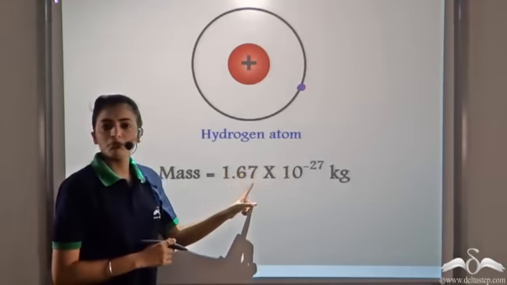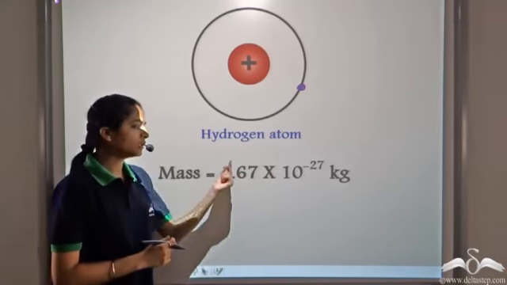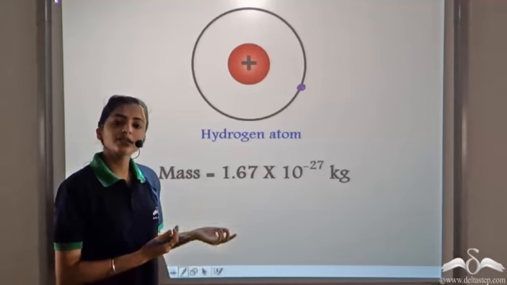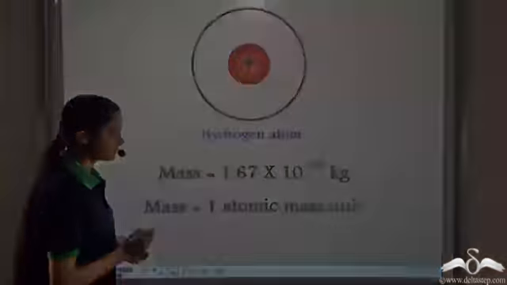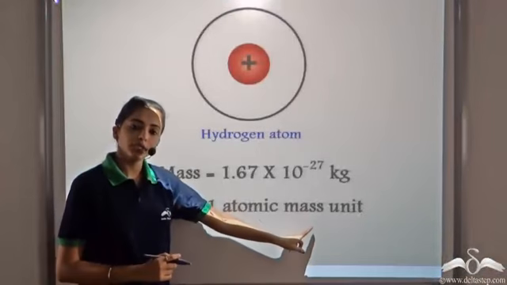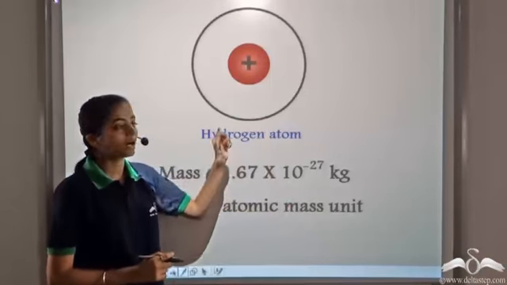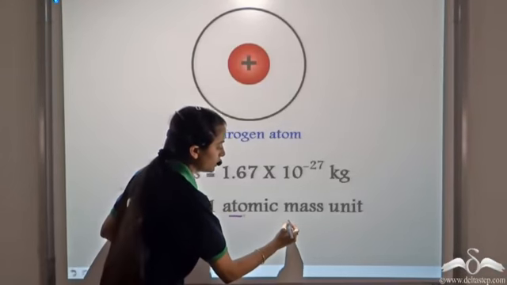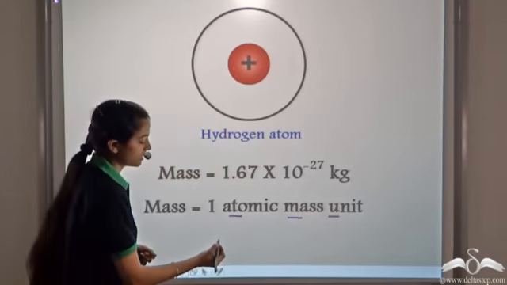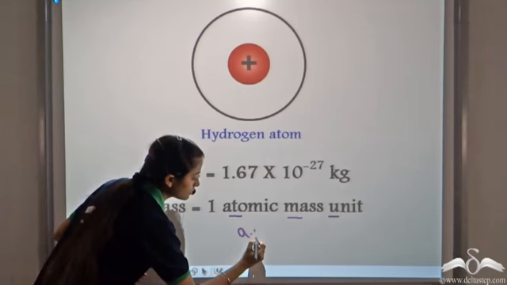Now this is a very complicated number. So to avoid using these numbers, scientists prefer to use simpler numbers. So in chemistry, we use the atomic mass unit to measure the weights or the masses of these light particles. This atomic mass unit is abbreviated as AMU.